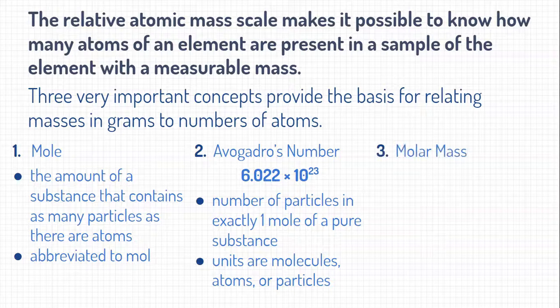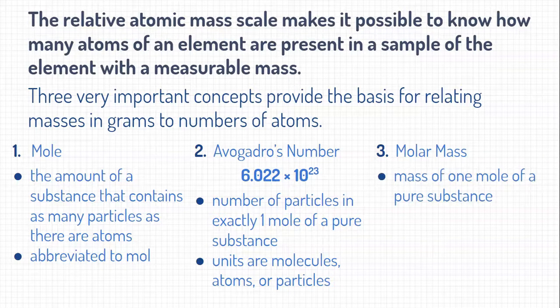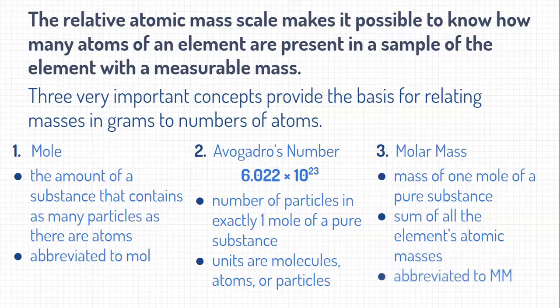And our next concept is molar mass. Now, molar mass is the mass of 1 mole of a pure substance, so either an element or a compound. And it's the sum of all of the atoms' atomic masses. And it's abbreviated to capital M. And the unit for molar mass is grams per mole.